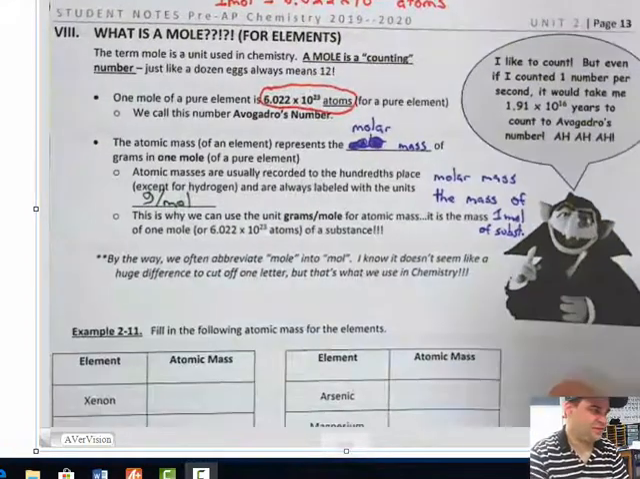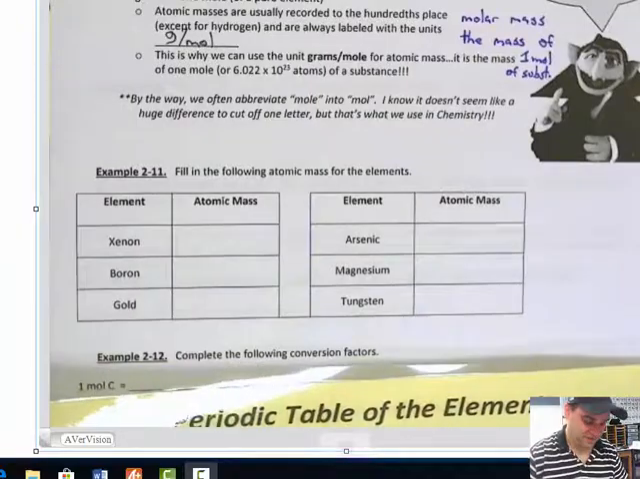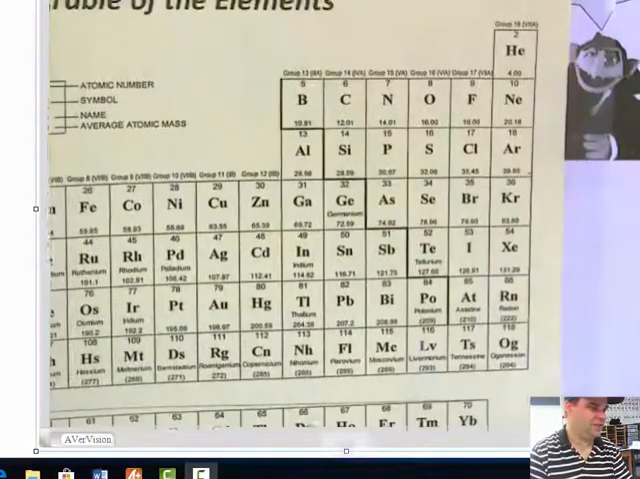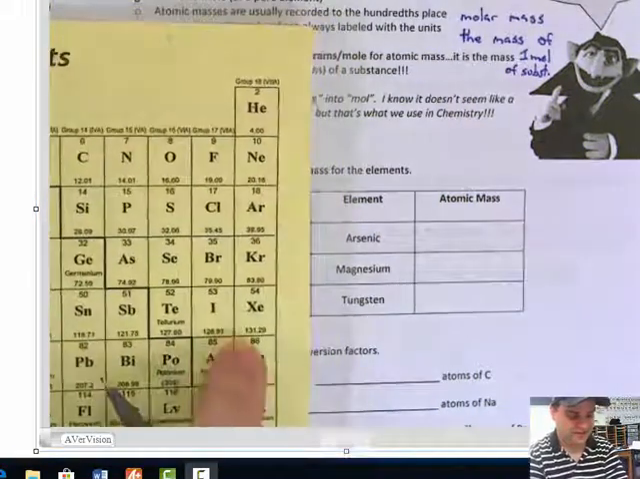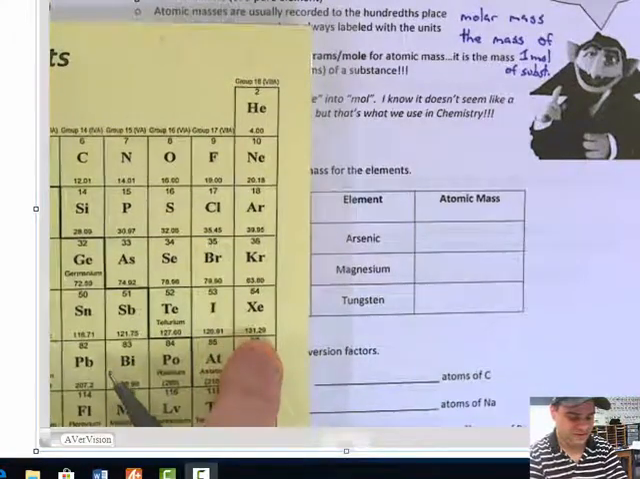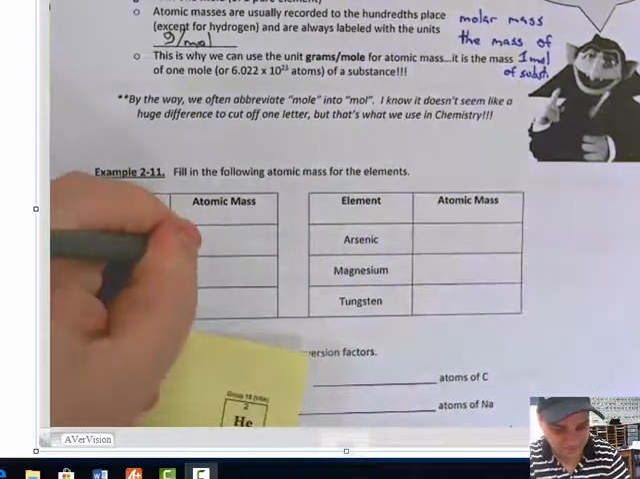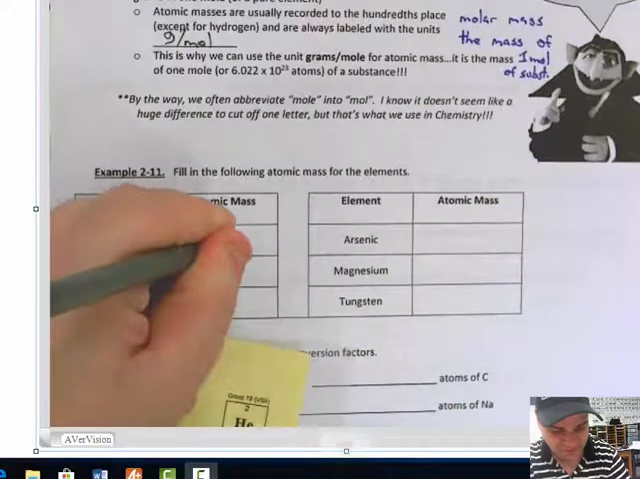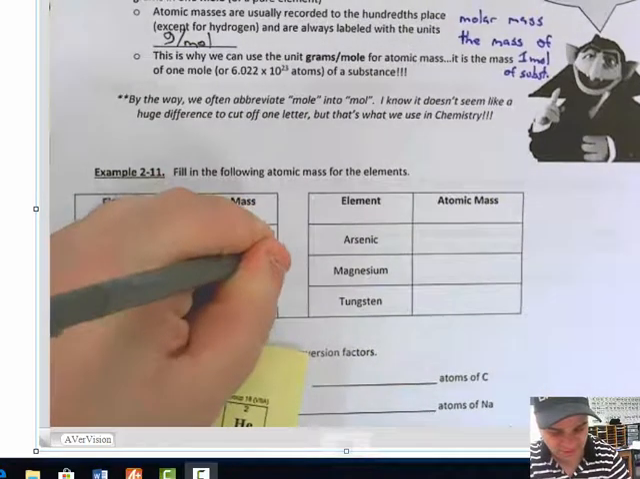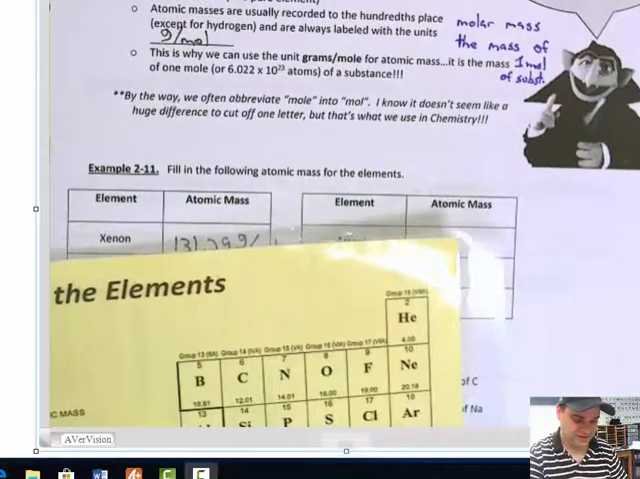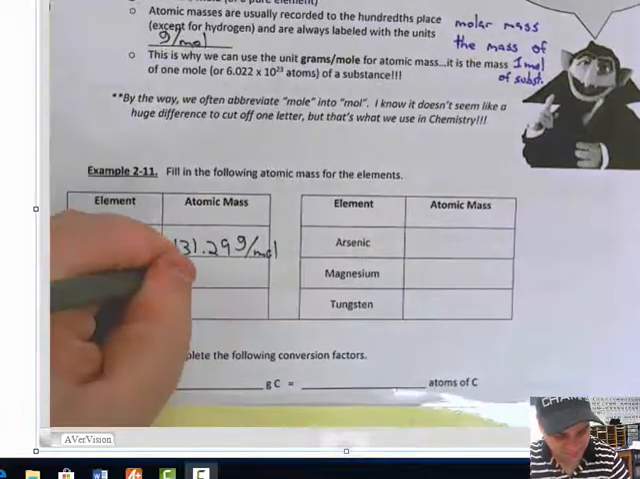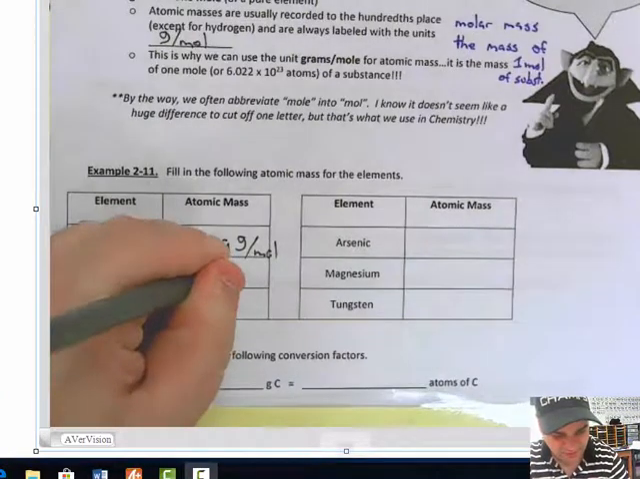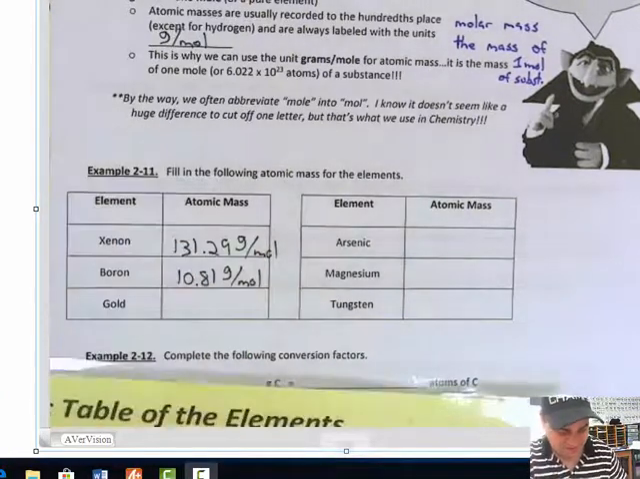Let's look up some atomic masses. If you're trying to figure out where I'm getting these, I'm getting these from the periodic table. For instance, xenon says 131.29 g/mol. Boron's atomic mass is listed here: 10.81 grams per mole.